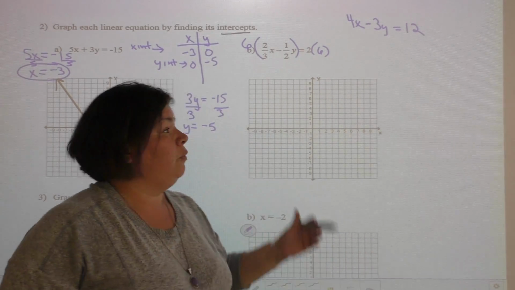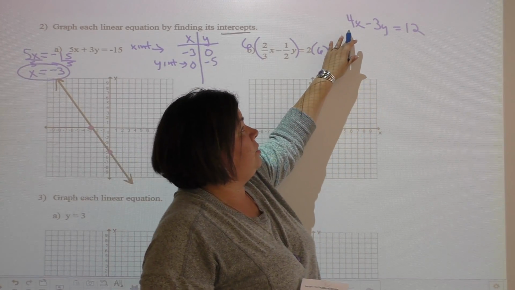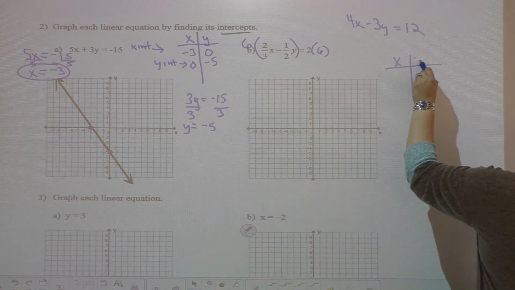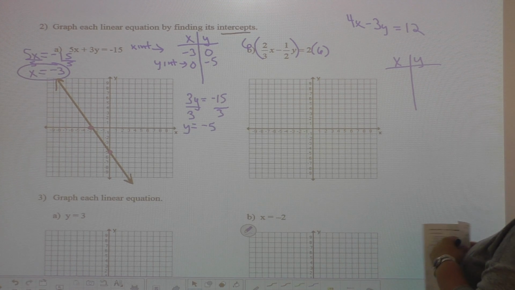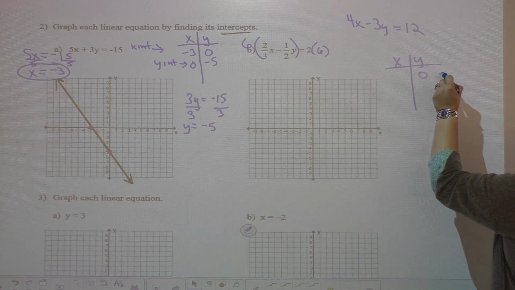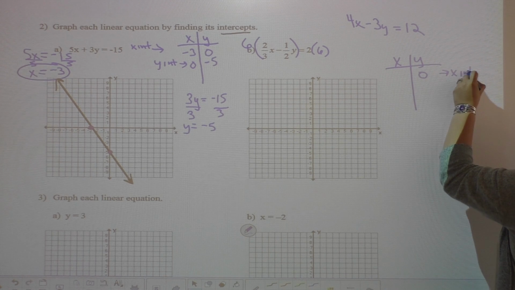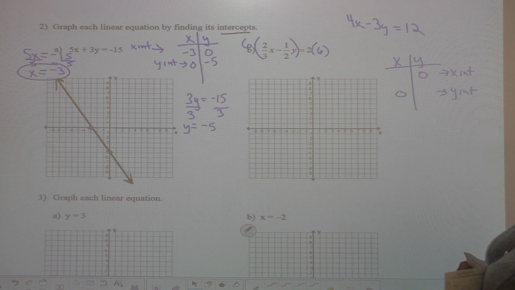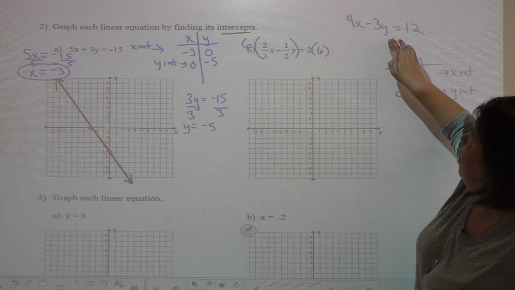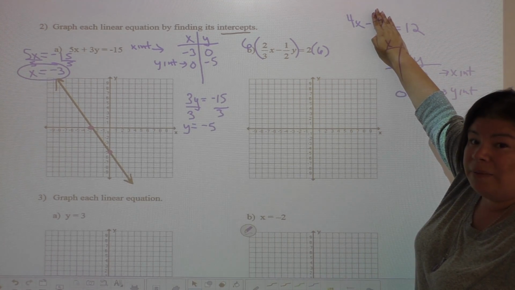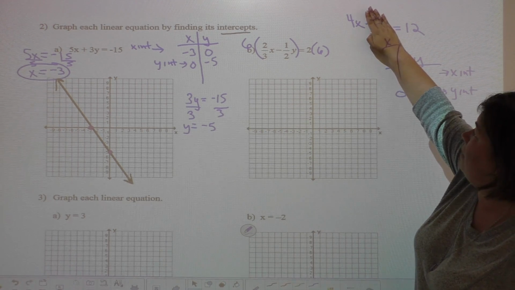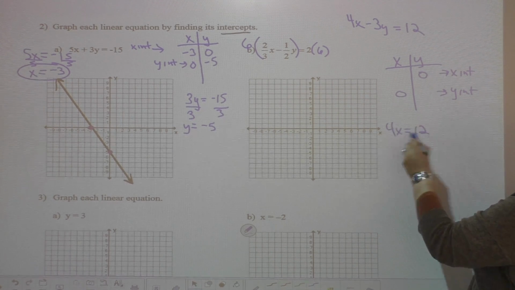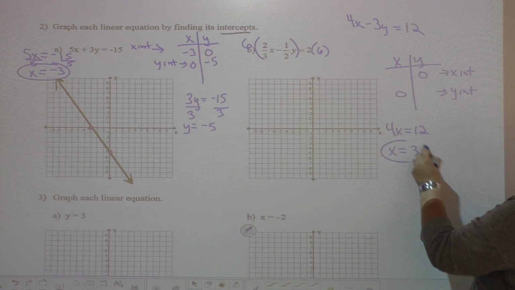So from this point, we're going to go ahead and use the cover-up method. I know, again, if I make a chart of my x and y's, my x-intercept is going to be when y equals 0, and my y-intercept is going to be when x equals 0. So to find our x-intercept, if I cover up that y value, because I'm inserting 0 there, that means I'm left with 4x equals 12. And if we solve for x, divide by 4, x equals 3.